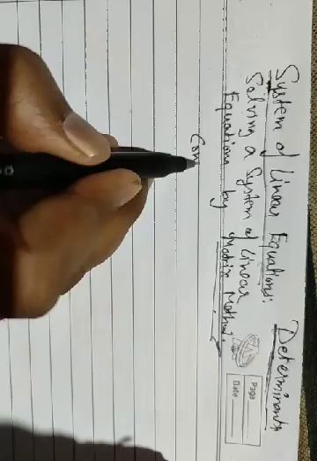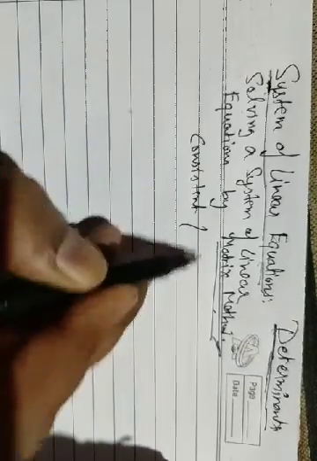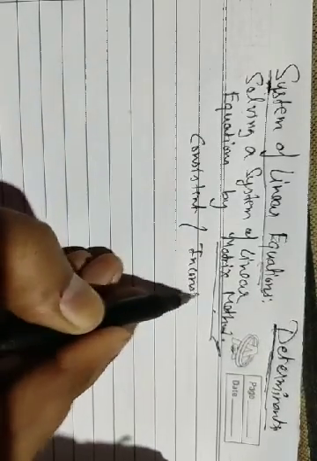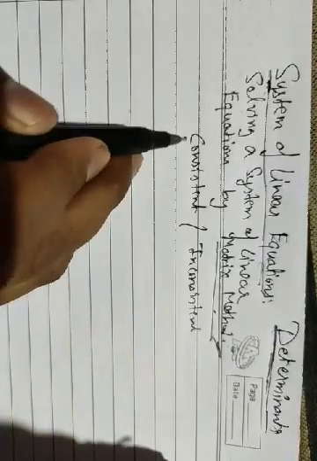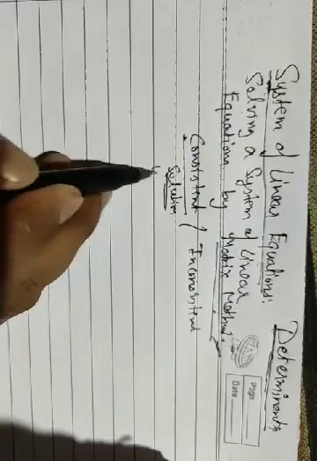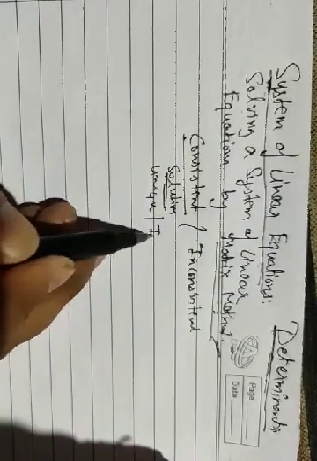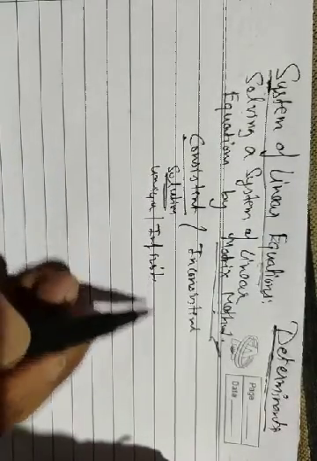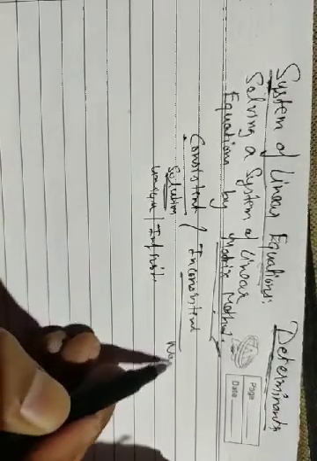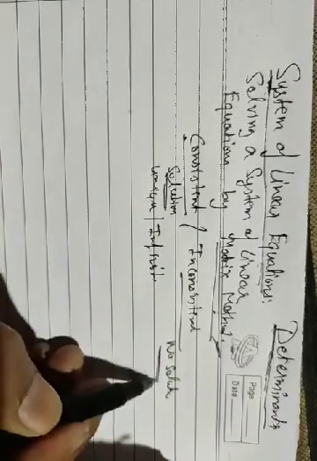In class 10, you learned that systems are either consistent or inconsistent. A system is said to be consistent if it has a solution, where the solution may be unique or infinite, and inconsistent when the system has no solution.